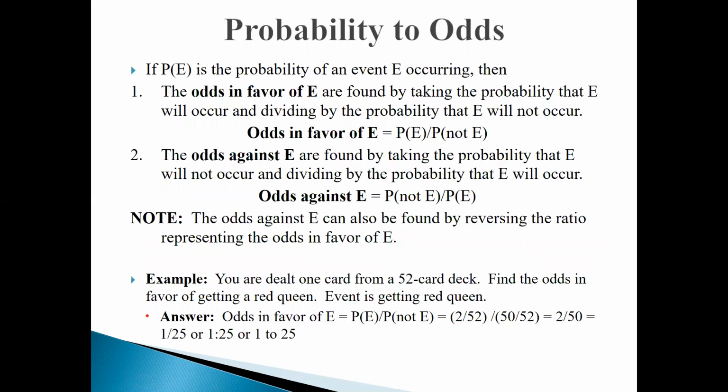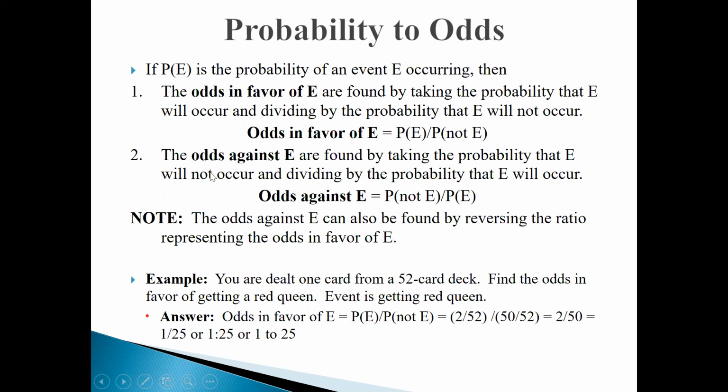Now, probability to odds. So this is kind of more about gambling here. Now, if the probability of E is the probability of event E occurring, then odds in favor of E are found by taking the probability that E will occur and divide by the probability that E will not occur. So odds in favor, if we're given P of E, then we take P of E divided by P of not E.